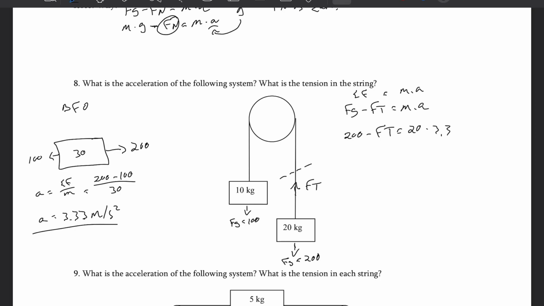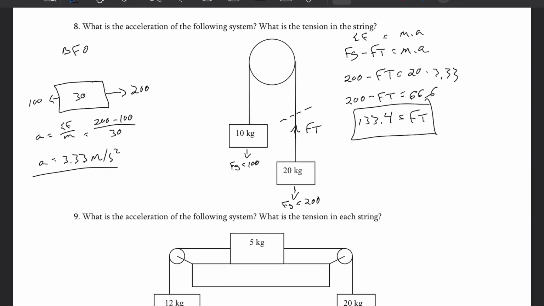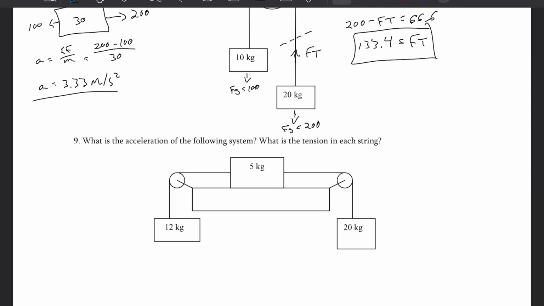If you're doing the other side, it would be tension minus gravity because the 10 kilogram object is accelerating upward. So keep that in mind. Bigger minus smaller. 200 minus force tension is equal to 66.6. Let's subtract that 66.6 to the other side and add force of tension to the right. We get 133.4 is equal to force of tension. That's the same on both sides. Single cord, single rope, uninterrupted by a mass, we'll have the same tension on both sides.